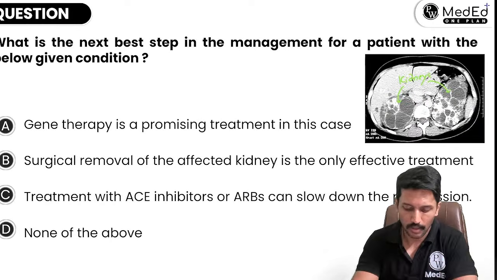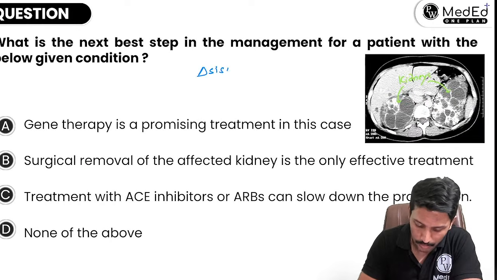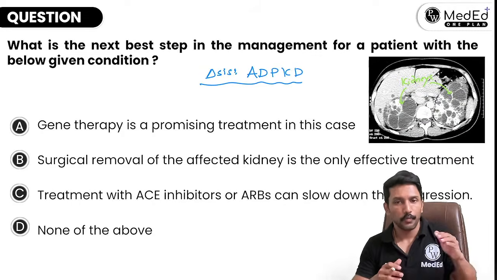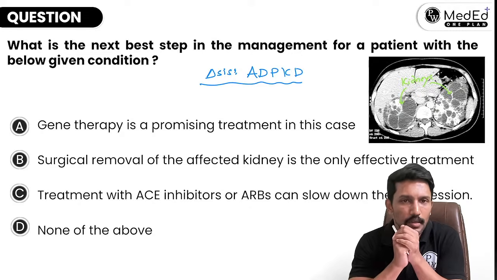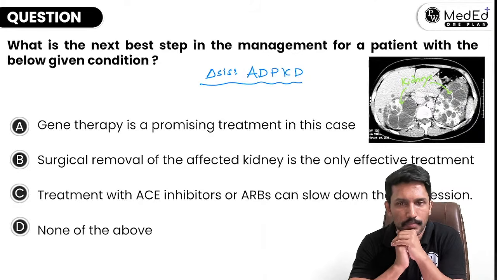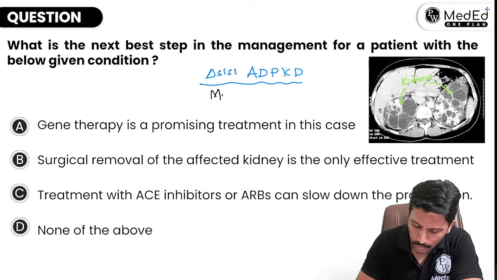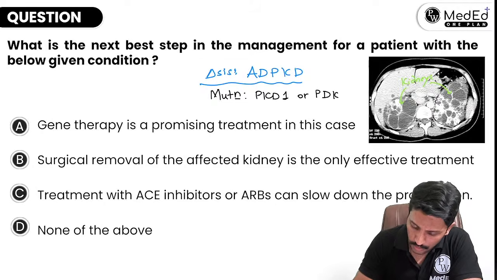So now that we are considering the diagnosis as ADPKD, can anybody tell me which of the following is the next best step in the management of the patient? ADPKD is generally due to a mutation inherited as autosomal dominant, it is there in the name, mutation in PKD1 or PKD2 genes.